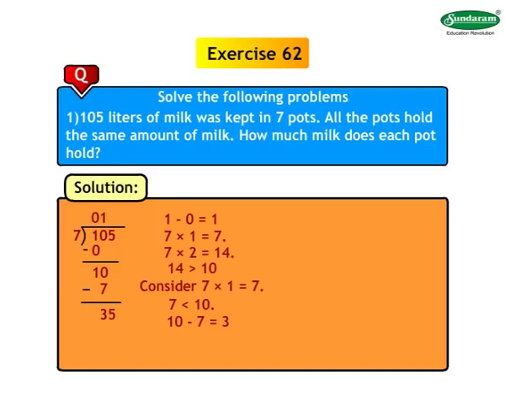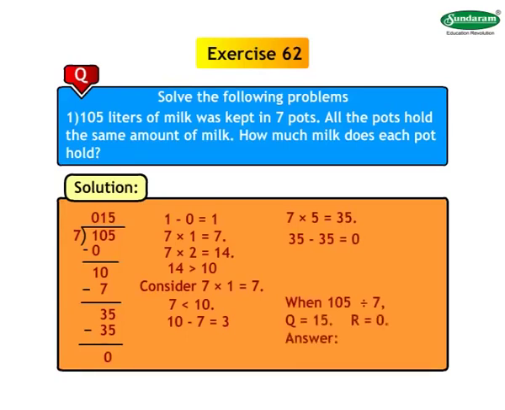Now divide 35 by 7. We know that 7 into 5 is equal to 35. Hence, write 5 next to 1 in quotient. 35 minus 35 is equal to 0. Thus, when 105 is divided by 7, quotient is 15, remainder is 0. Answer is, each pot holds 15 liters of milk.